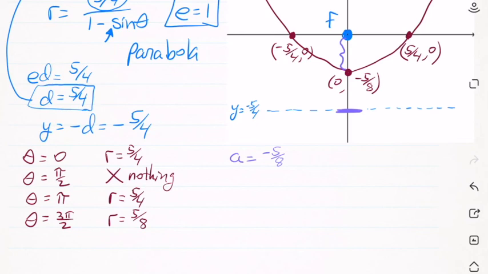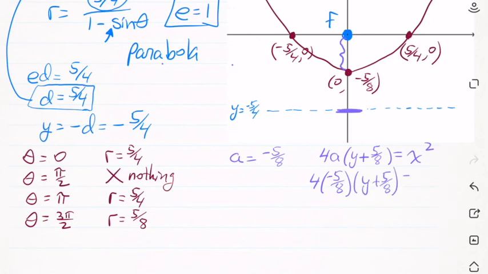I want to make sure it's facing the right direction. And I know my general equation is going to be 4a, it's facing upwards, so it's going to be y minus something equal to x squared. The x-coordinate's not changing, so it's not going to be x minus something. So the y-coordinate was negative 5/8, so this becomes plus 5/8. And a is equal to negative 5/8, so that becomes 4 times negative 5/8. Y plus 5/8 is equal to x squared.